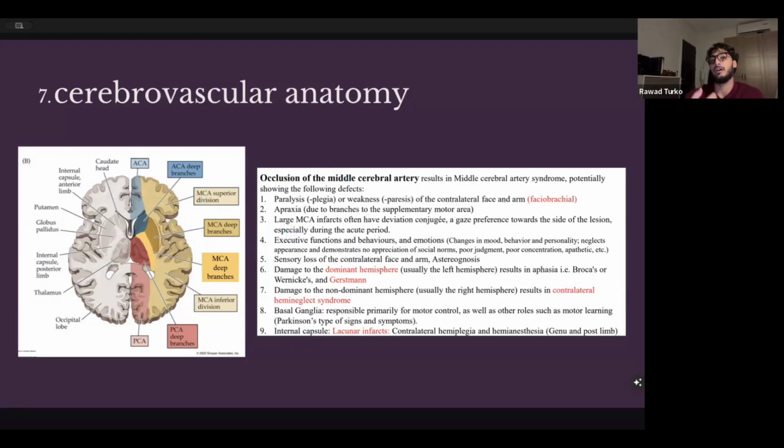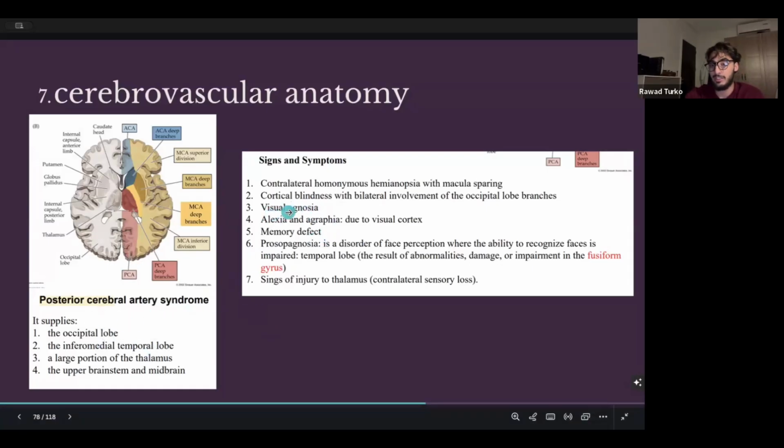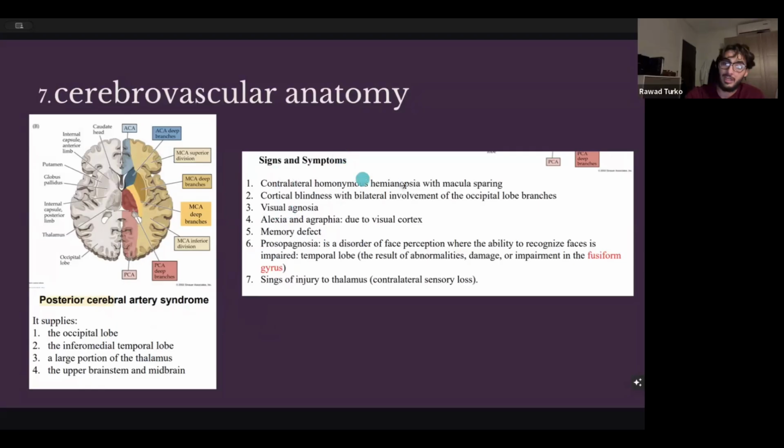ACA, you're going to see lower limb involvement. MCA, you're going to see upper limb and face. And you could see signs such as aphasia, Broca's aphasia, Wernicke's aphasia, or even Gerstmann or hemi-neglect syndrome. Now for PCA, mainly we're going to look at the visual side effects. Since it supplies the occipital lobe, we're going to see visual agnosia. We're going to see contralateral homonymous hemianopsia with macular sparing.